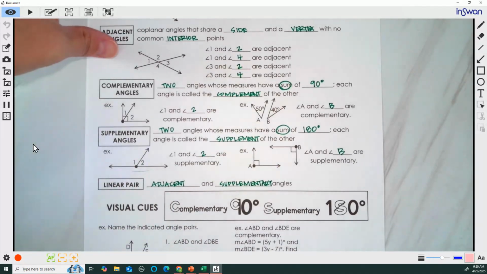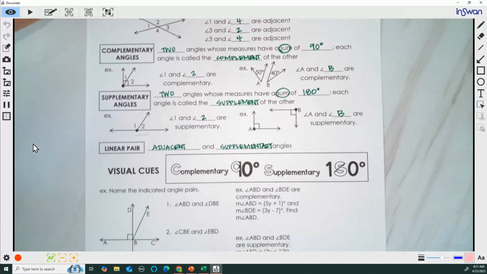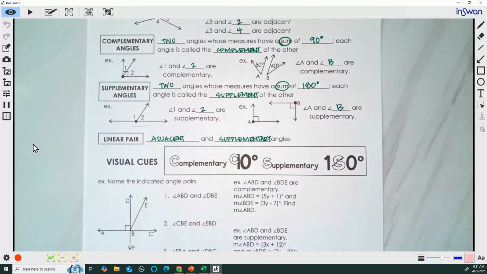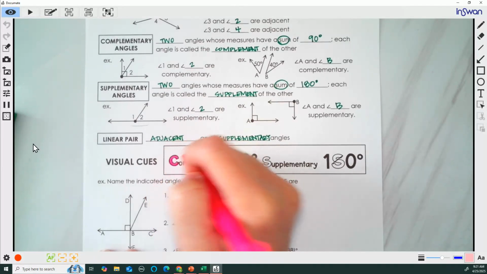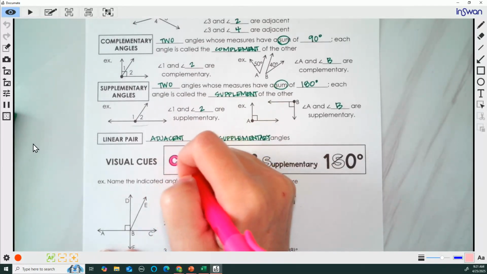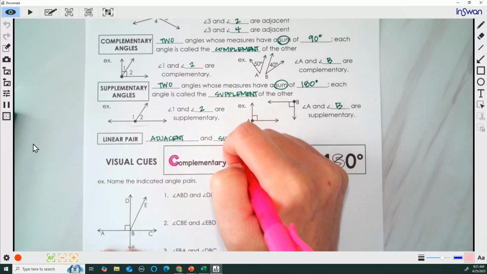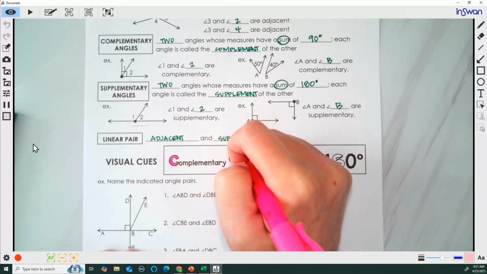So sometimes it may get difficult for you to recall the difference between the terms complementary and supplementary, and which one adds up to 90 degrees and which one adds up to 180 degrees. So I have this helpful little reminder for you. Complementary starts with a C. So I'm just going to highlight this C.